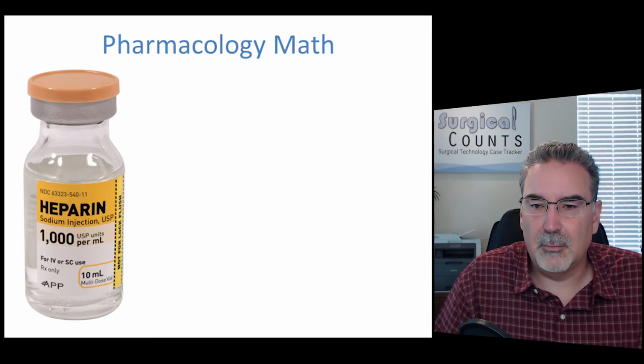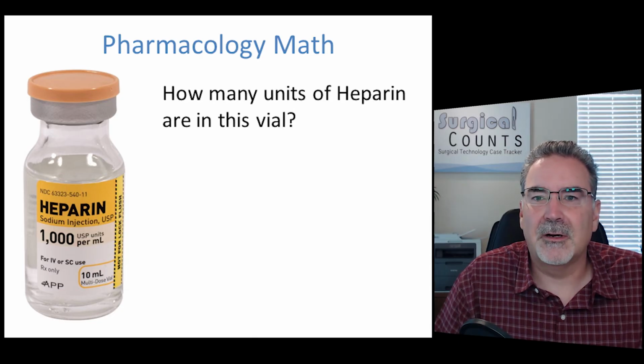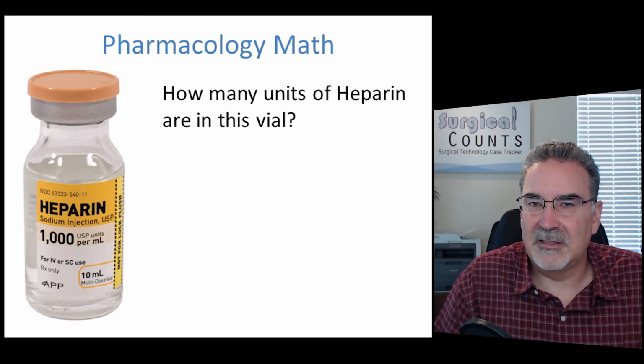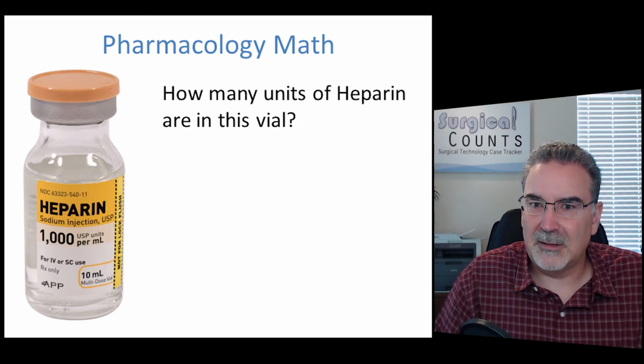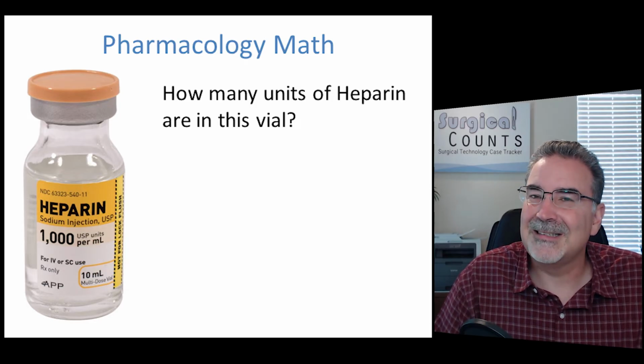Well, we've got a couple of numbers on there that we can use. Great, we'll save those for a moment. What's the question? Well, the question is, how many units of heparin are in this vial? Now, this is a trick. You see that big 1,000 sitting there? That's not the answer.